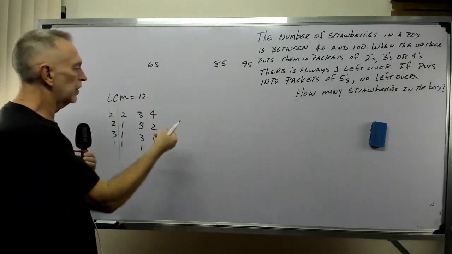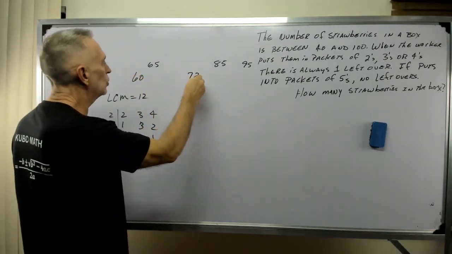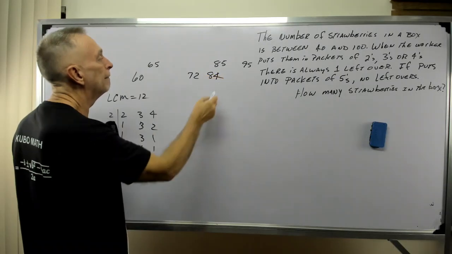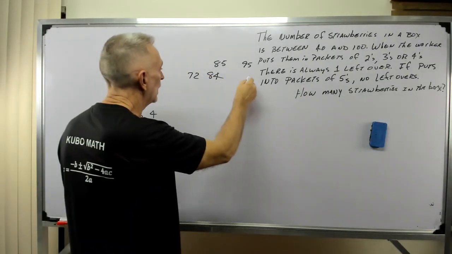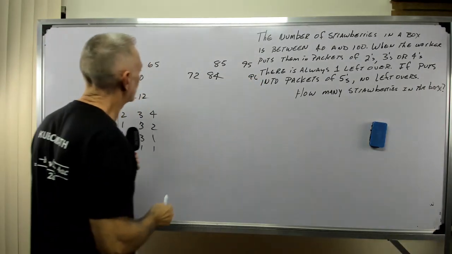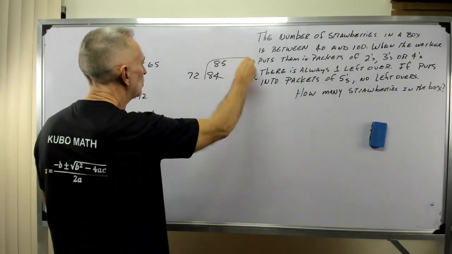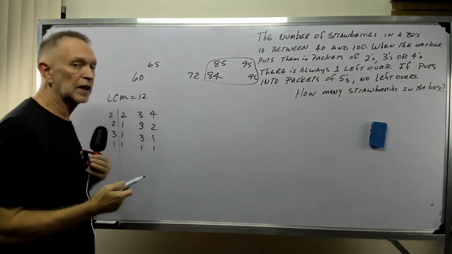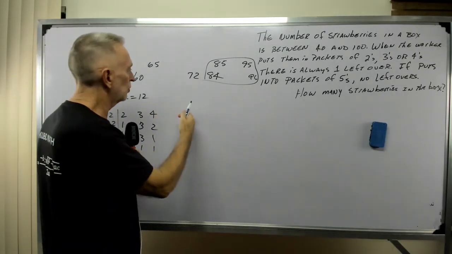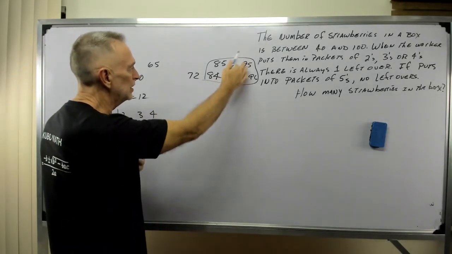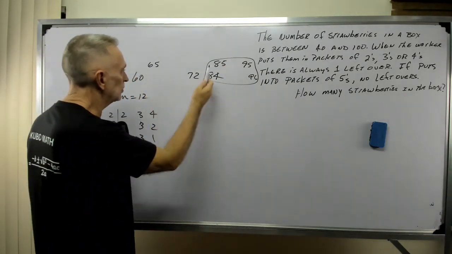12, 24, 36, 48, 60, 72, 84. That's promising, isn't it? 96. Now we're past that. So in my mind, these two numbers right here would be the ones of interest, because the least common multiple of 2, 3, and 4 is within 1 digit of those numbers. So that's the ones I'm going to focus on.